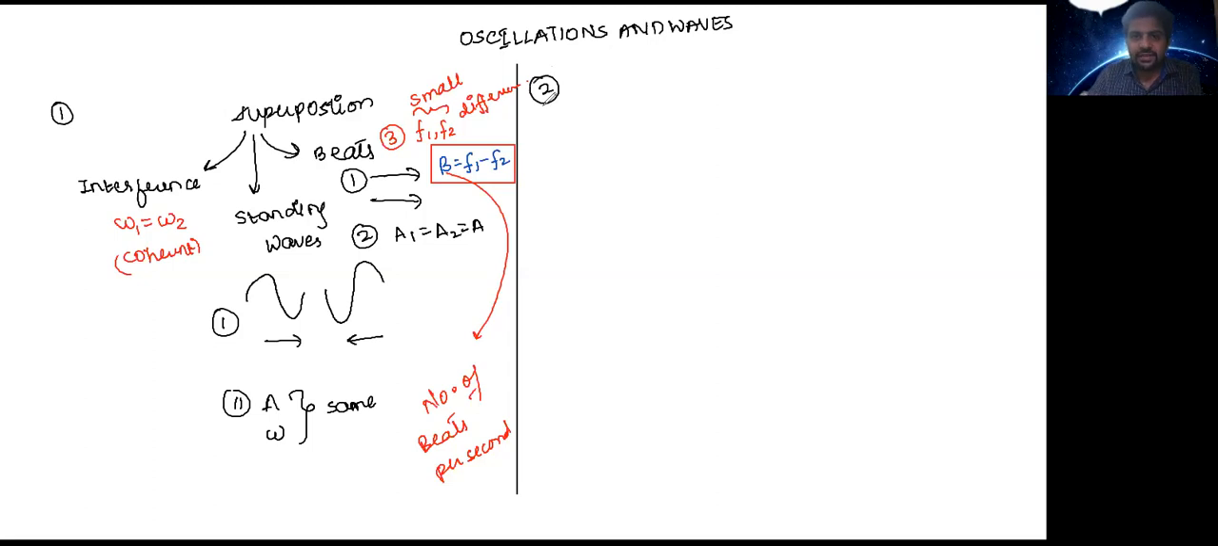Next phenomenon that we are considering is Doppler effect. This time, let us take a completely different example. So, Doppler effect. What is Doppler effect? So, Doppler effect is a very special phenomenon.